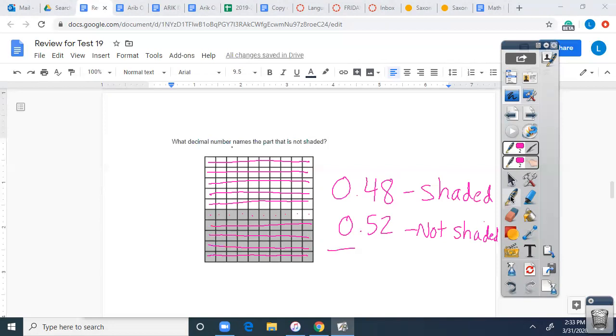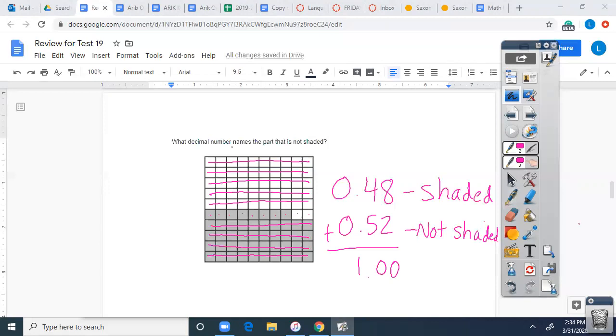If you added up these numbers, you would end up with 1, which is perfect because it's either shaded or it's not shaded. You can't have something in between that, so you should end up with 1. Okay, so the answer to number 6, there are 2 parts to this. On your homework, the answer is going to say 48 hundredths is shaded and 52 hundredths is not shaded. So go ahead and write that down. And then we will move on to number 7.